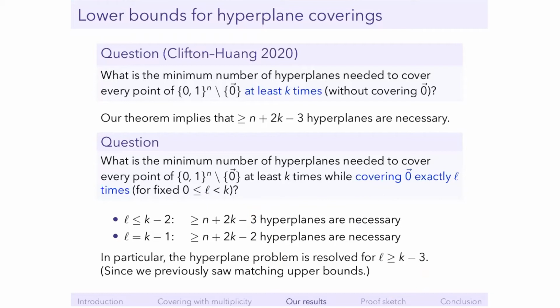And in a certain sense, this is why Clifton and Huang were only able to resolve the hyperplane question for k up to 3, but not any further. I mean, we're proving more general results, but when L is at least k minus 3, this algebraic technique really matches the upper bound you get from these simple constructions.